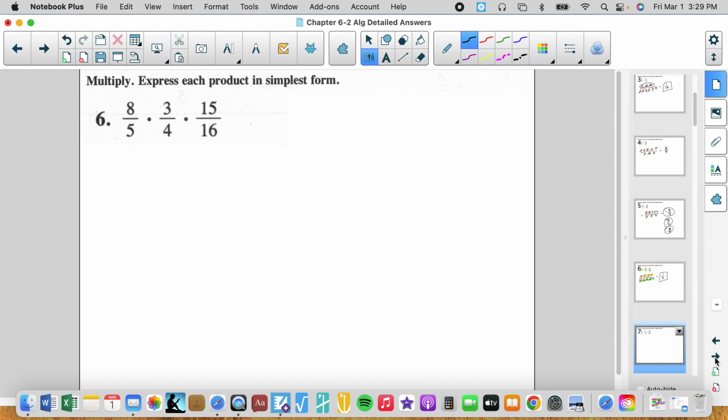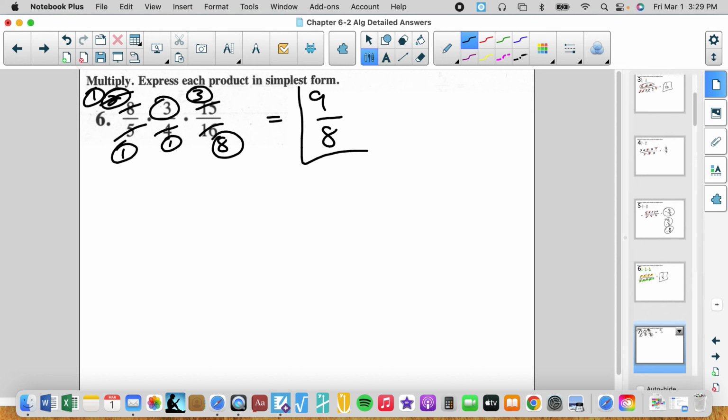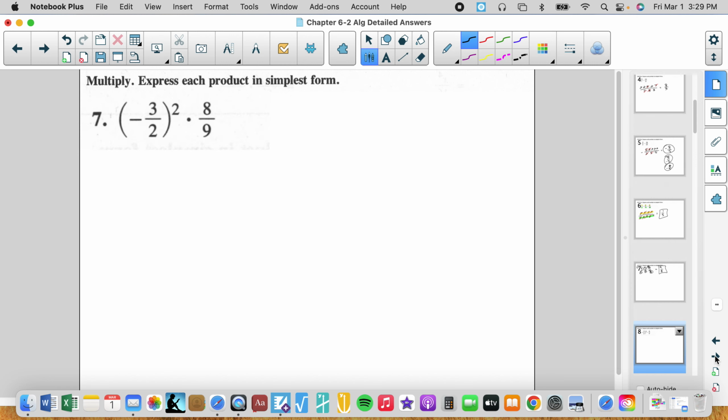Now, explaining how we can also do it is we don't even have to rewrite it. We can just see 4 cancels with 8 2 times, 5 cancels with 15 3 times, 2 cancels with 16 8 times, and we're left with 1 times 3 times 3, which is 9. Now notice the difference is things can get lost in there when you're canceling and stuff.